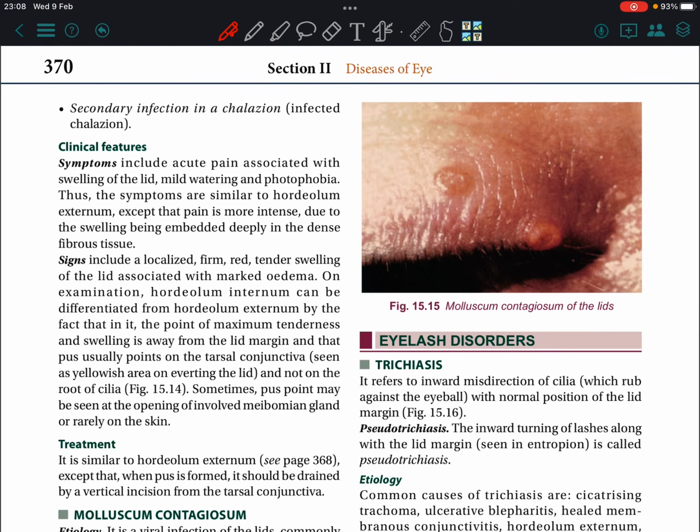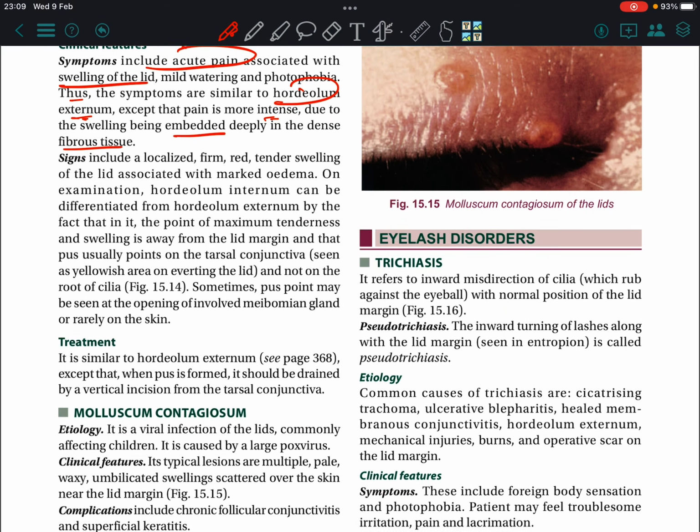Clinical features: symptoms include acute, very acute pain associated with swelling of the lid, mild watering and photophobia. Thus, symptoms are similar to hordeolum externum, except that pain is more intense due to swelling, because the gland is embedded deeply in the dense fibrous tissue. Signs include a localized red, tender swelling of the lid associated with marked edema.